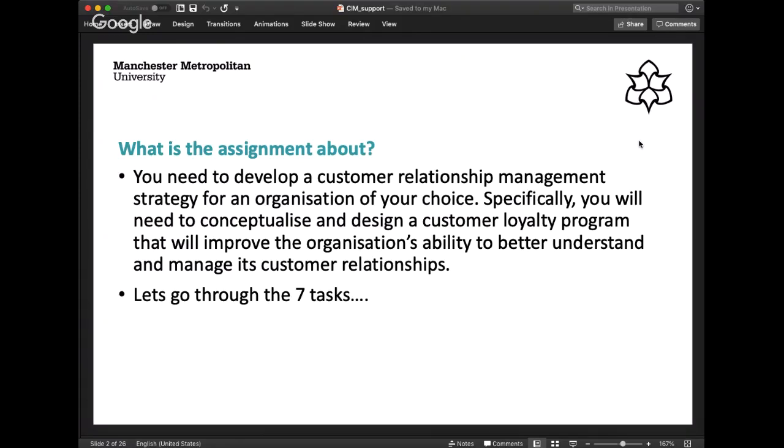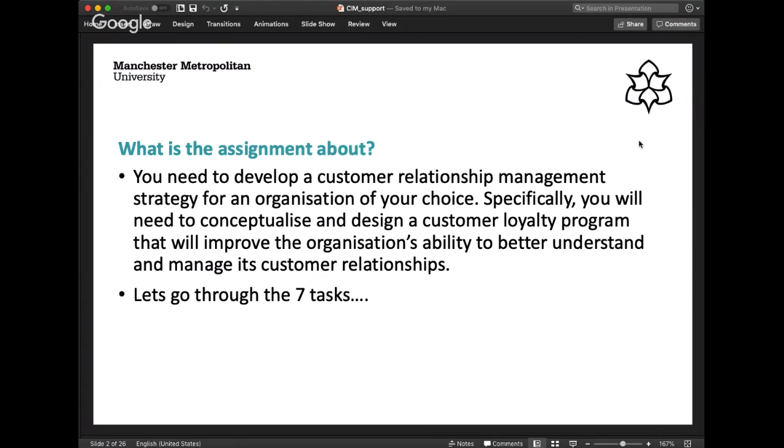What you'll need to do is think about it, research it, conceptualise and design a customer loyalty programme that will improve this organisation's ability to understand and manage their customer relationships. So what we're really looking at here is, what is a customer loyalty program, designing one that is logical for an organisation of your choice, and using it as a way to improve their customer relationship management. And you need to be able to do that.